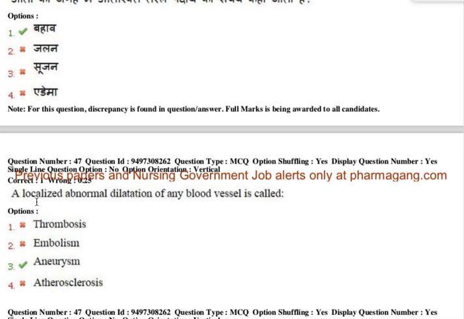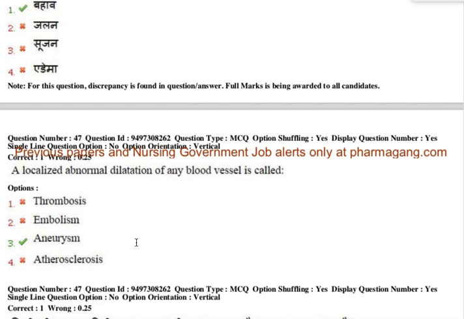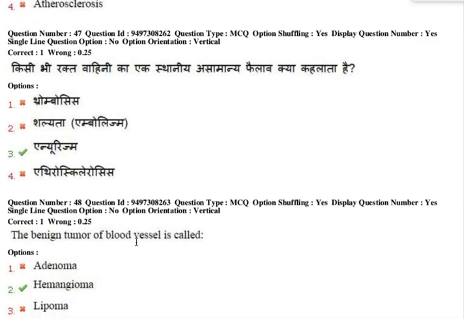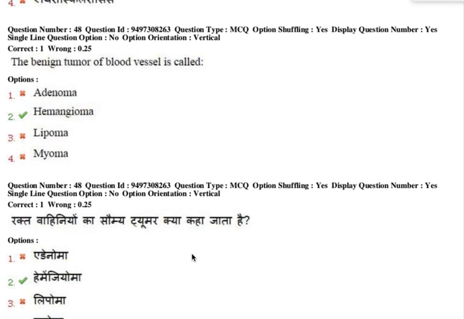Next question. Question number 47. A localized abnormal dilatation of any blood vessel is called. Correct answer is third, aneurysm. Next question. 48. The benign tumor of blood vessels is called. Correct answer is hemangioma. Hemangioma is a benign tumor of blood vessels.